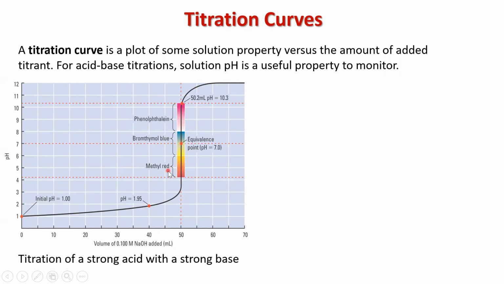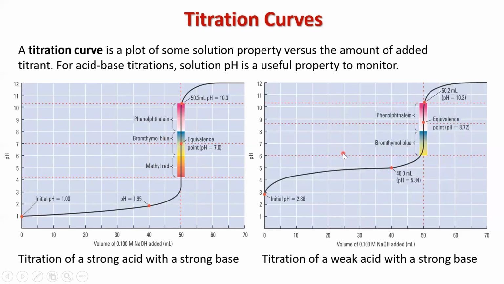And we also have in here some indicators. And indicators change color at different pH ranges. Their endpoints are different. So methyl red changes colors around 4 or 5 for the pH. Bromothymol blue tends to change colors between like 6 and 8. And phenolphthalein is an indicator that changes colors between like 8 and 10.